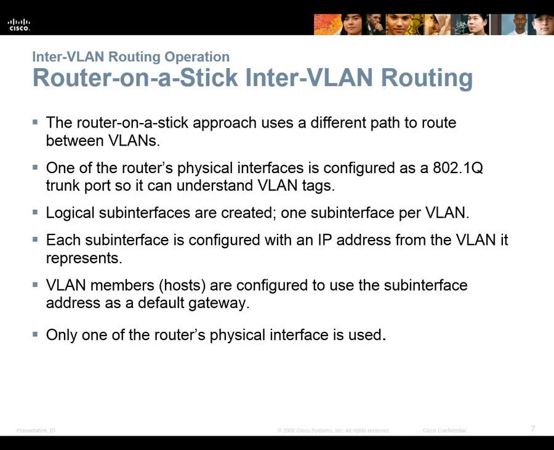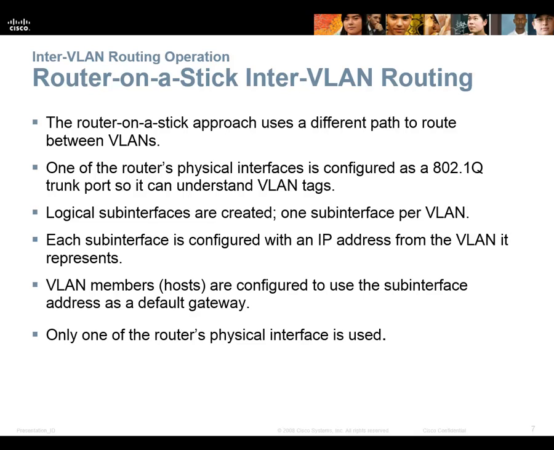So the way to handle that is called the router on a stick approach. Basically, one of the router's physical interfaces can be configured as an 802.1Q trunk port, which means it'll understand all the VLAN tags. Logical subinterfaces are created then, one for each VLAN, and each subinterface has its own IP address from the VLAN it represents. Again, you remember from our tagging last time, we're putting that Q tag on it. So all the data is going to come in separate, but since the port on the router is configured as a trunk, it's able to see all of that data coming in.